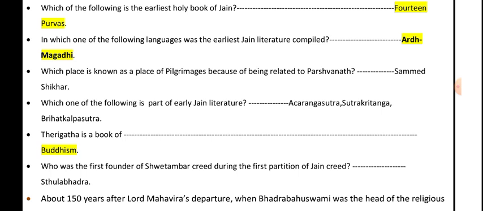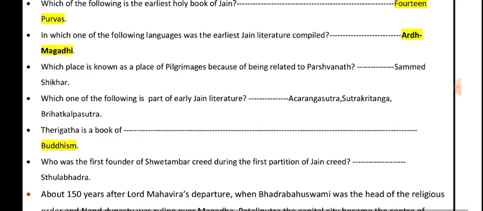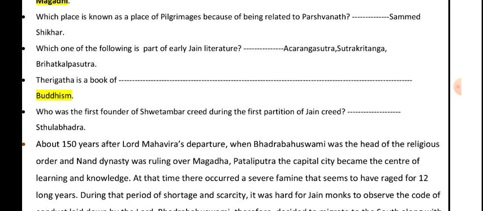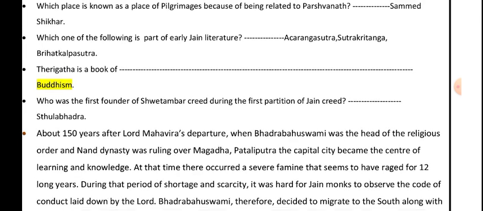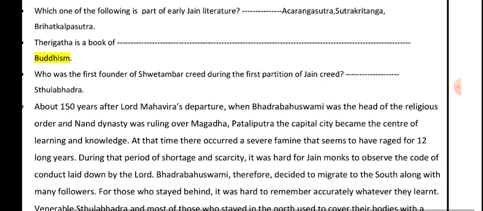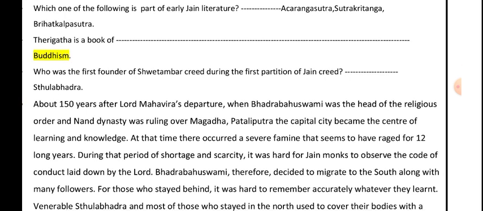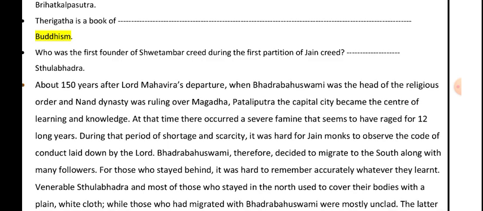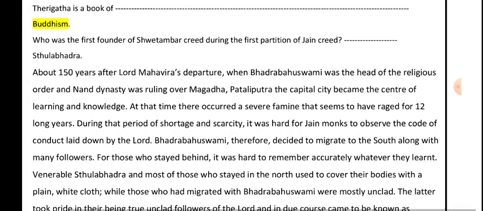In which one of the following languages was the earliest Jain literature compiled? Ardhamagadhi. The early Jain literature was compiled in Ardhamagadhi. Which place is known as a place of pilgrimage because of being related to Parshvanath? Samet Shikhar. Which of the following is part of early Jain literature? Acharanga Sutra, Sutrakritanga, and Brihat Kalpa Sutra. Therigatha is a book of Buddhism.